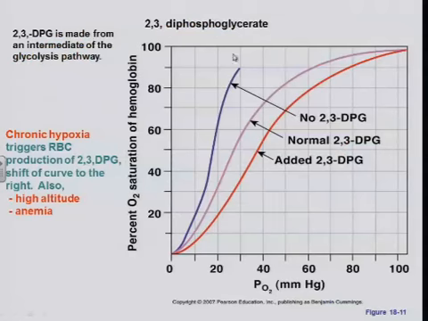Also, 2,3-diphosphoglycerate will shift the curve right and left, and that's pretty much produced in the red blood cells. And if we have a chronic hypoxia, we get more 2,3-DPG, shifting the curve to the right, making oxygen more available. This can happen in high altitude as well as anemia. That can cause a shift of the curve right-left or the regulation of 2,3-DPG.